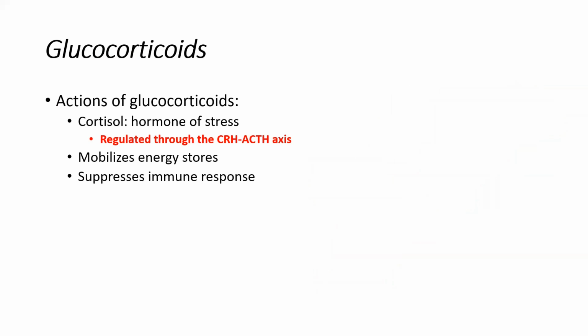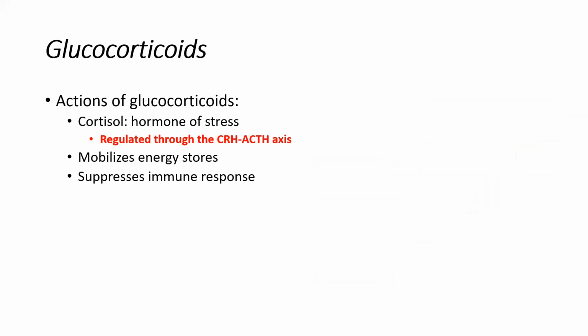Let's talk about the functions more in depth here. So glucocorticoids, main example being cortisol, is sort of generally known as our stress hormone. It helps us to regulate and modulate stress. It is secreted through the CRH, ACTH axis. So CRH coming from the hypothalamus, ACTH from the anterior pituitary, and then the cortisol itself coming from the adrenal cortex.